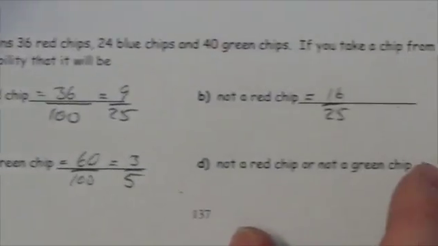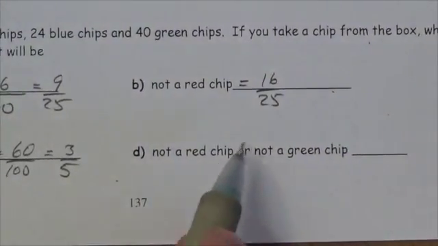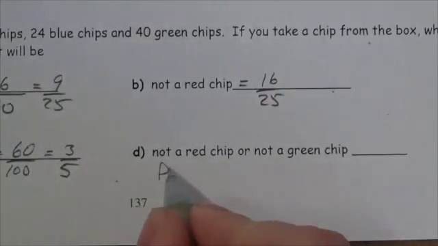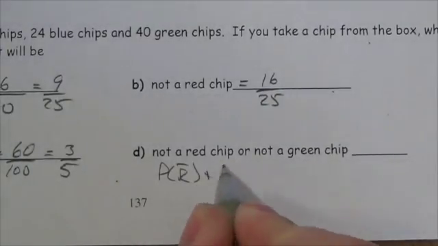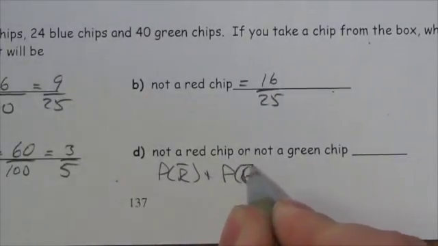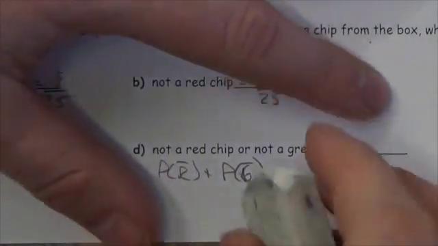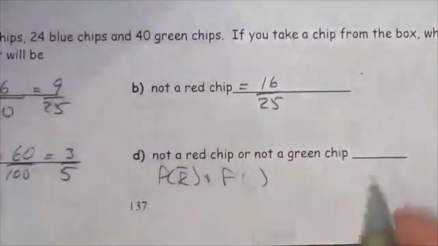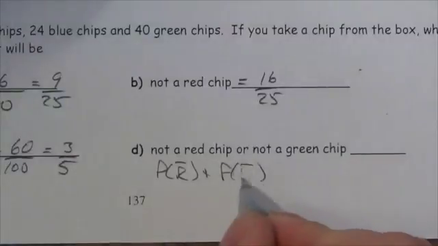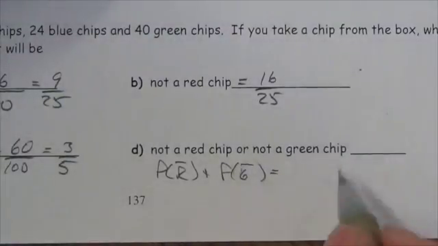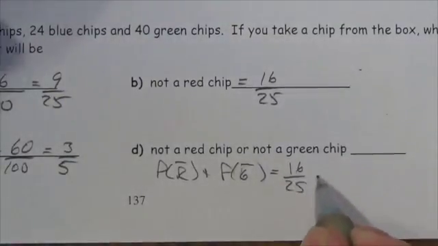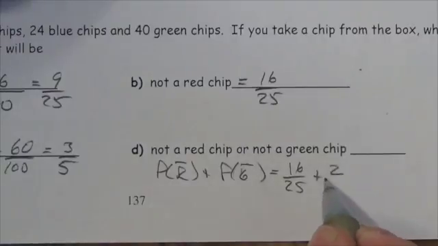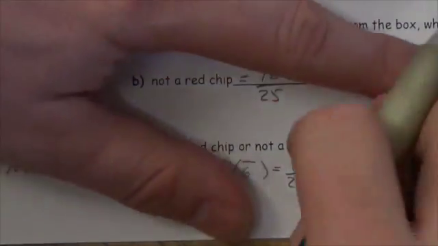Now, look at this last one here. Not a red chip or not a green chip. So the probability that it's not red plus the probability that it's not green. Remember, or means addition here in this context. So let's just take a look at what we get here. Well, not red we know was 16 out of 25, and not green was 3 out of 5.